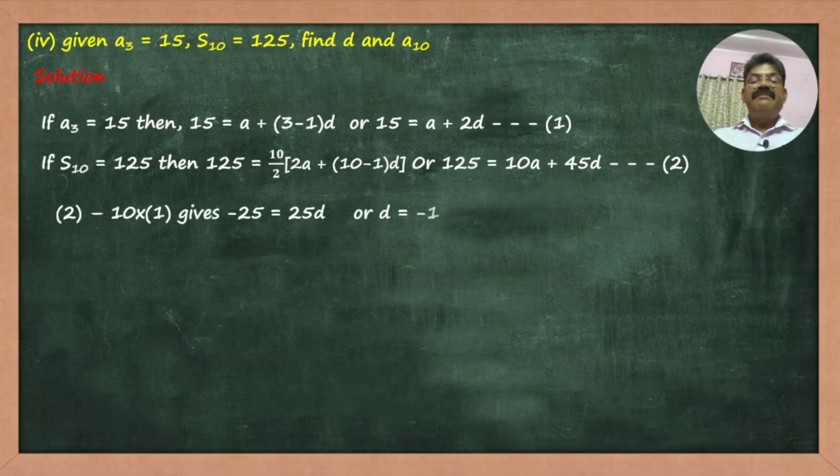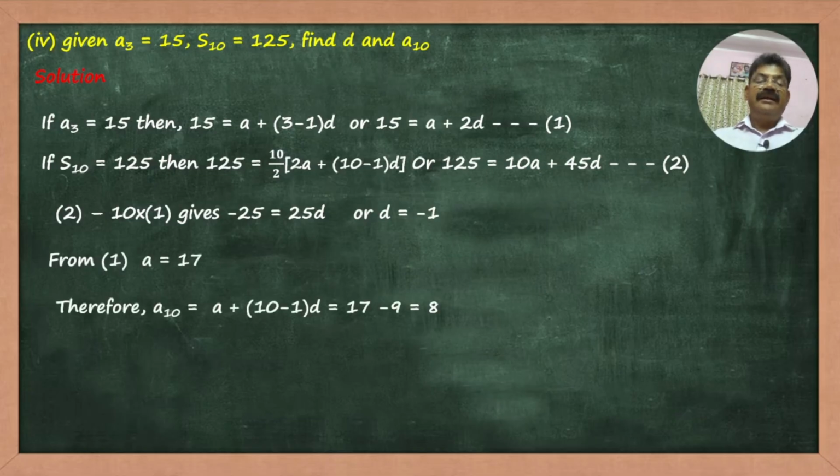Now, by elimination method, we can find the values of A and D. So equation 2 minus equation 1 multiplied by 10 gives minus 25 is equal to 25D, or D is equal to minus 1. Therefore, A is equal to 17. Therefore, A10 is equal to A plus 10 minus 1 into D, which is equal to 17 minus 9, which is equal to 8. Hence, D is equal to minus 1 and A10 is equal to 8.